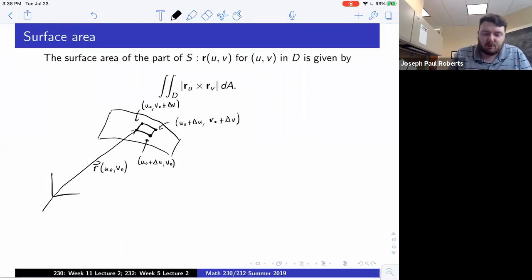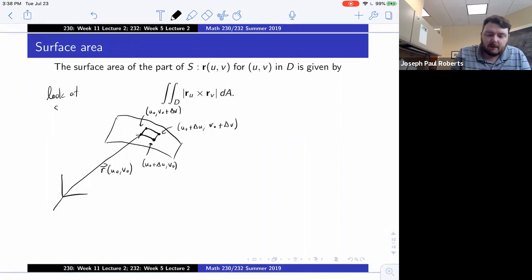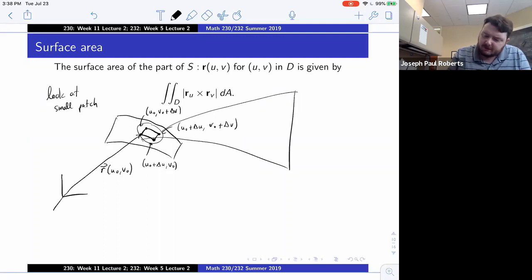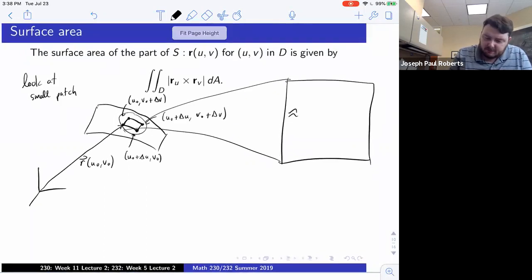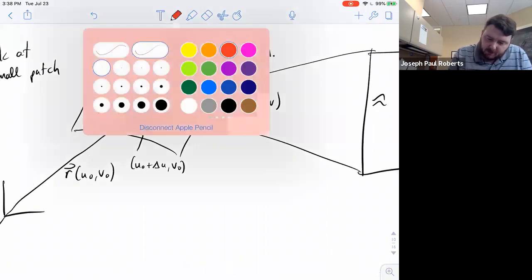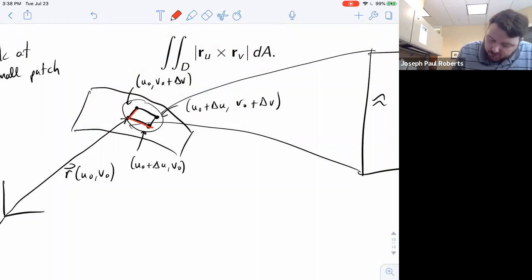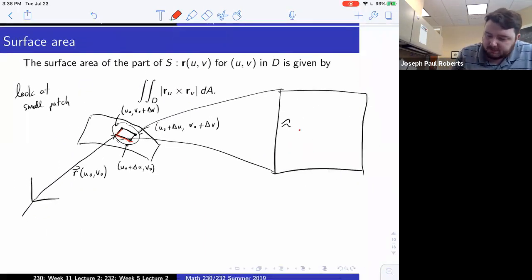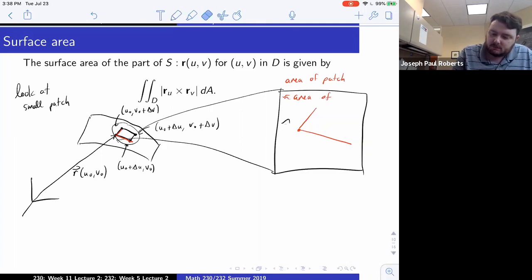So I'm focusing on a small patch. So look at a small patch. And so what I'm going to do is then say that the area of that small patch is basically the area of this parallelogram that I would get by just sort of straightening out and connecting those points like that. So I'm going to create this parallelogram. So the area of the patch is approximately the area of this parallelogram.